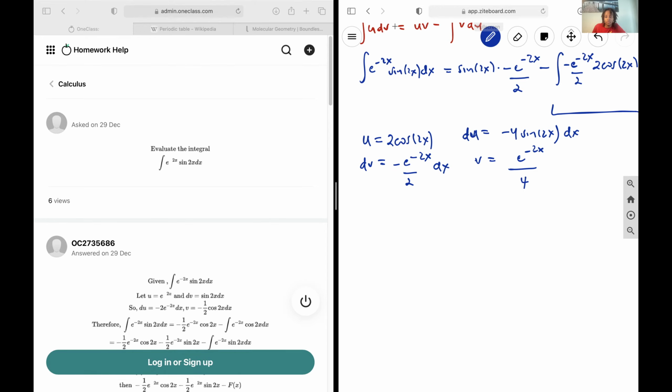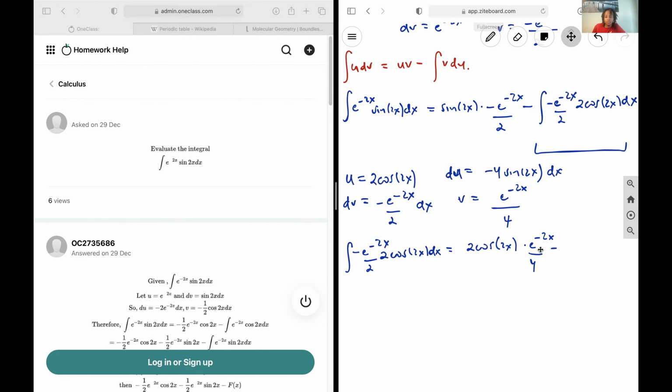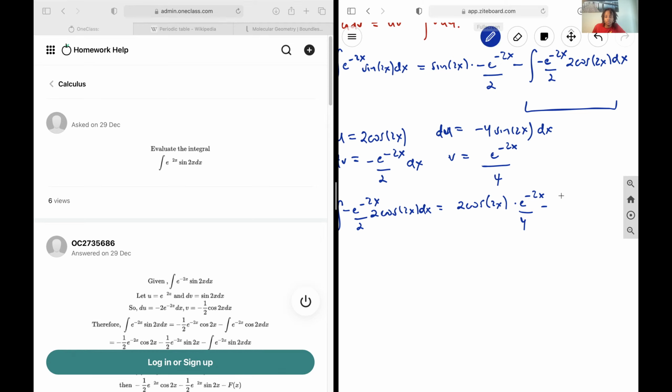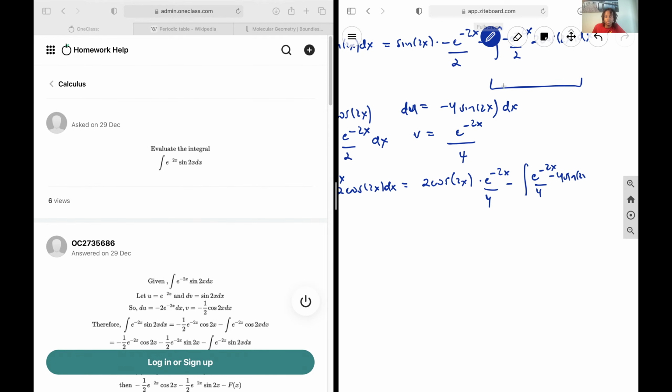And so let's just plug those into the same formula we have up here, and we have the integral of negative e to the negative 2x over 2 cos 2x dx is going to be equal to uv, so 2 cos 2x multiplied by e to the negative 2x over 4 minus the integral of v du, so e to the negative 2x over 4 into du, so negative 4 sine 2x dx, right? And so what we are going to do is simplify this a little bit.